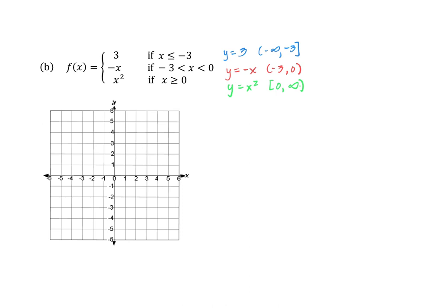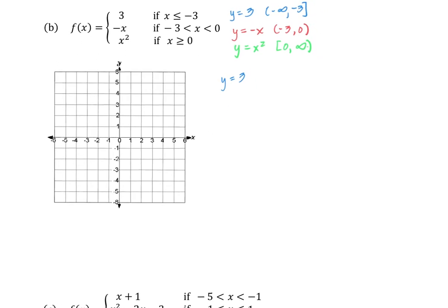Let's go ahead and graph y is equal to 3. Now I know it's going to be a horizontal line. It's going to start at x equal to -3, y equal to 3, and then just go towards the left forever. If you are not sure, then you would just make yourself a table of values.